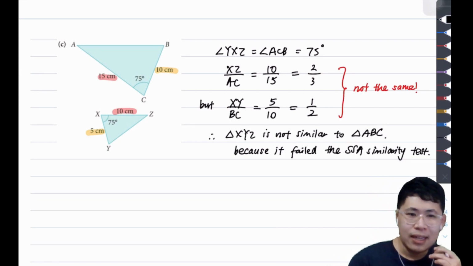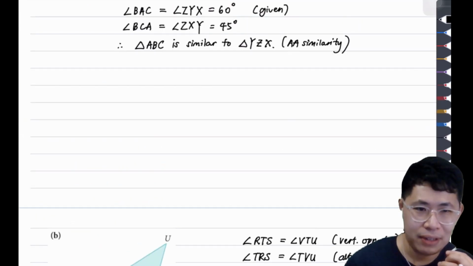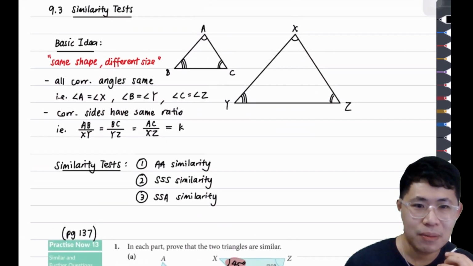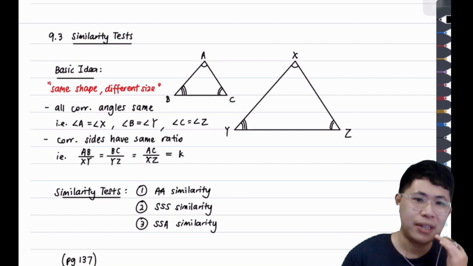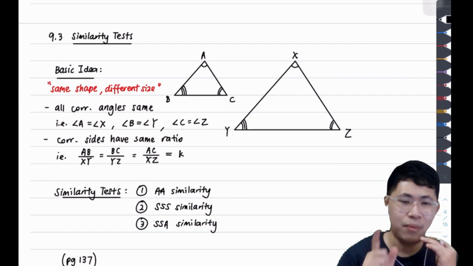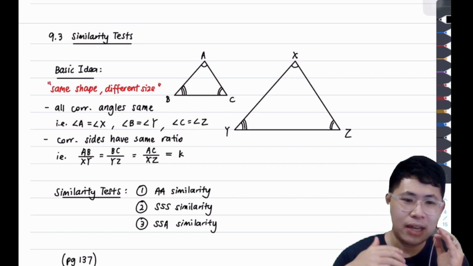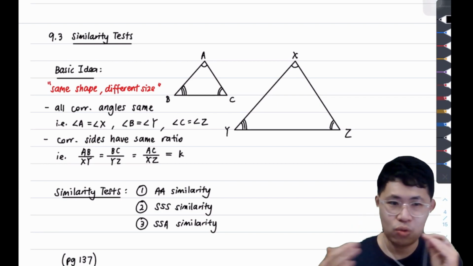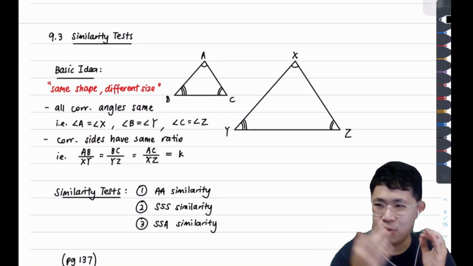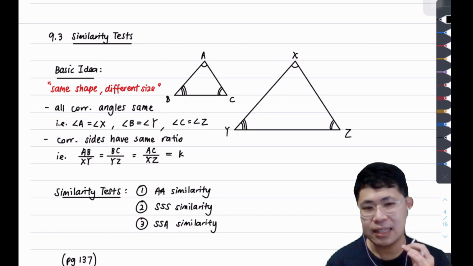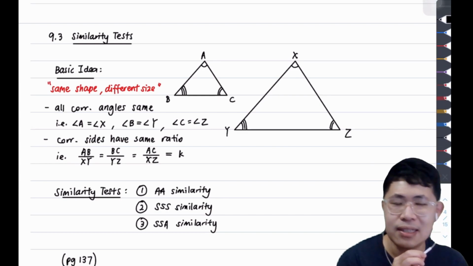So this is all for similarity. The idea of similarity, one more time, is same shape, different size. This means all the corresponding angles are the same and the corresponding sides have the same ratio. Once we show that two shapes are similar, we can make use of the ratios to solve for any unknown sides. So we have 3 tests before using the ratio: AA, SSS, and SAS similarity, which is different from congruence. That is all for today's video.